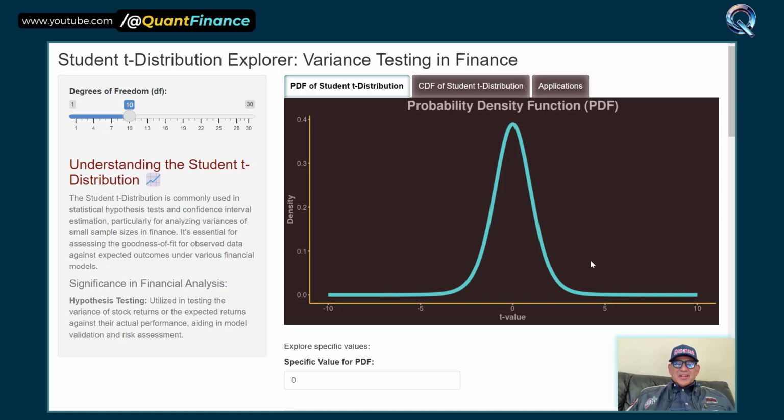Welcome to this very interesting piece of tool, which is my web app for students T distribution. And here we are today talking about some application part and some PDF part of students T distribution. So let us start. In PDF we definitely have a probability density function.